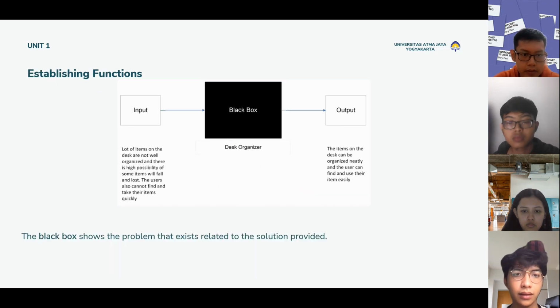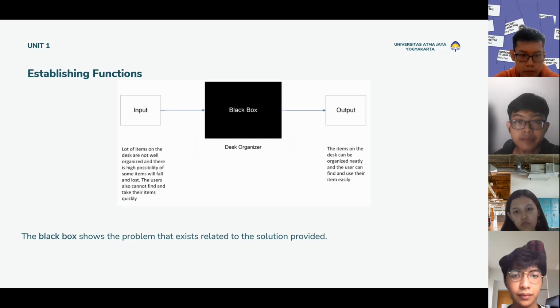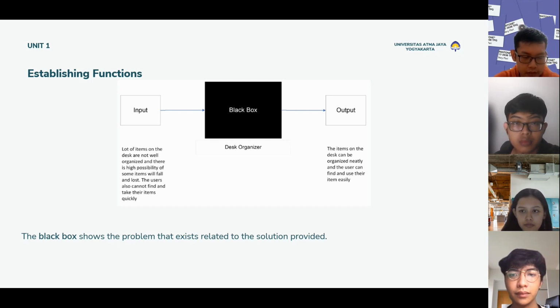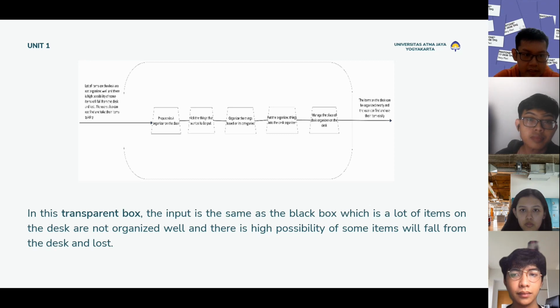Next. And here is the establishing function, the transparent box, which is the input and output will be the same. Sorry, this is the black box, and this shows the problem that exists related to the solution provided. Next. And here is the transparent box, which has the same input and output as the black box, but the middle is described in more detail than the black box.